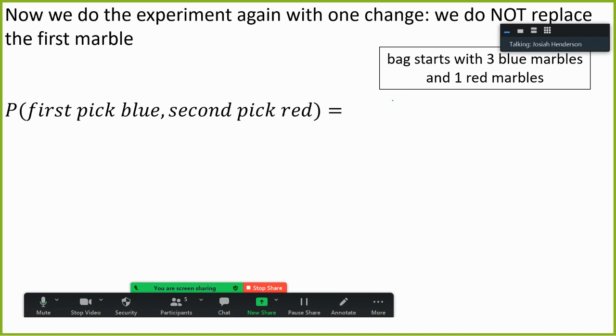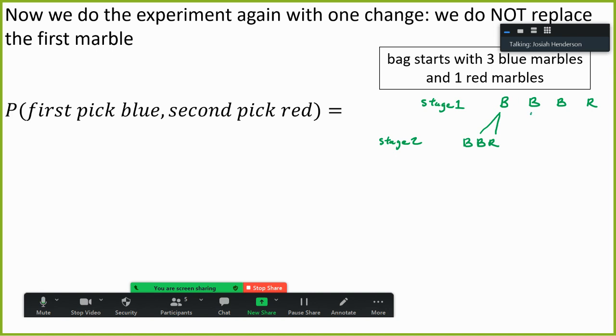So stage 1. We reach in and there's 4 marbles: blue, blue, blue, red. Stage 2, assuming we get our blue marble first, what's left in that bag? That's going to change what's available as outcomes for that second pick. So I'm assuming now for stage 2 that I've removed 1 blue marble. So what's in the bag? What's available? Blue, blue, red.